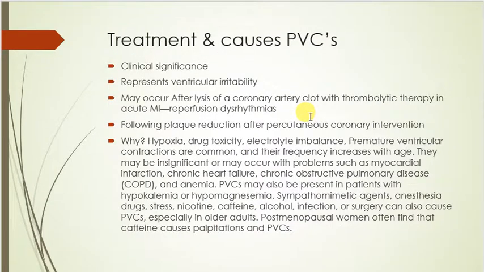So how do we treat? Well, more clinical significance. This represents ventricular irritability, and we see them often when people have reperfusion therapy. If we have a clot from an MI and the reperfusion starts, we often see a lot of PVCs, and sometimes they will lead to VTAC. So after coronary artery clot thrombolytic therapy, or in an acute MI, the most common arrhythmia is going to be a VTAC, or you'll start to see PVCs that will lead to VTAC. So be very, very careful when you have somebody that's had an intervention like that.